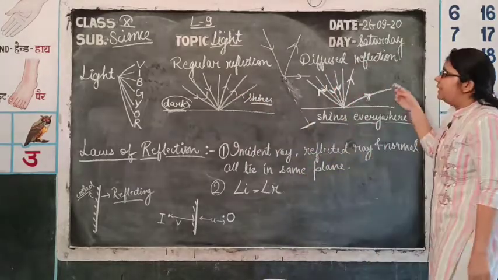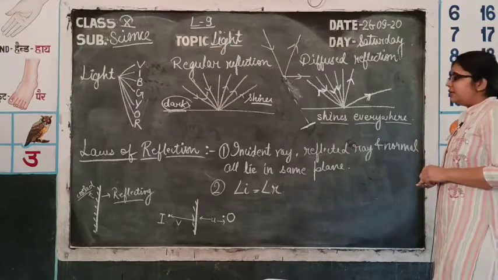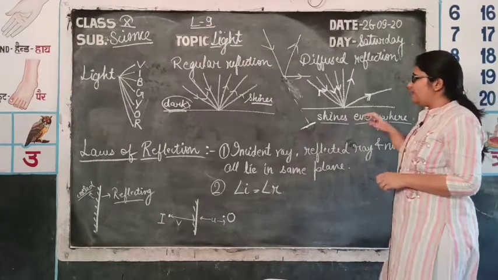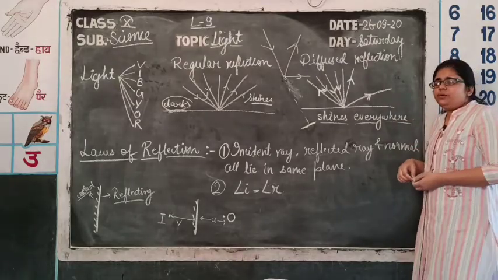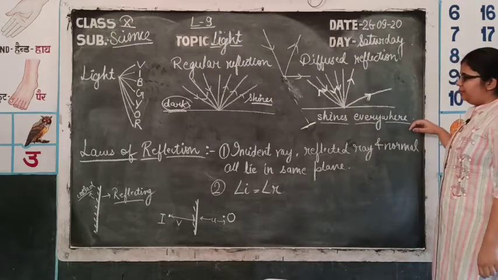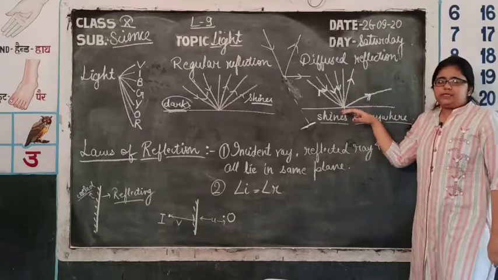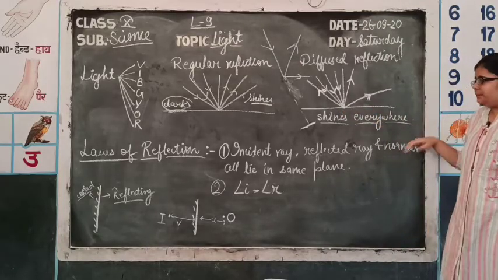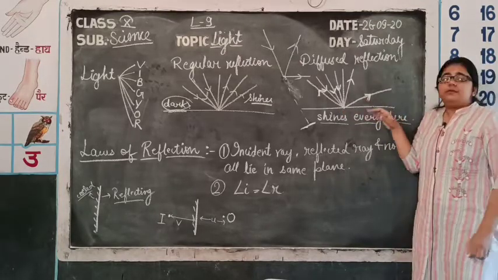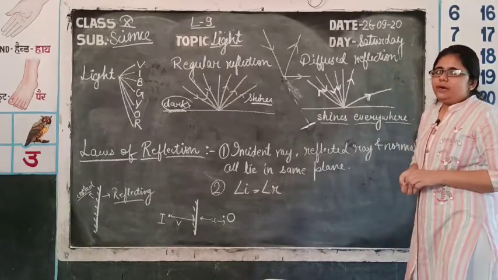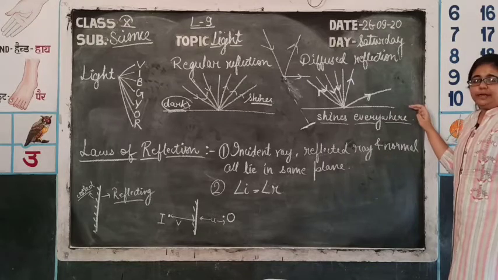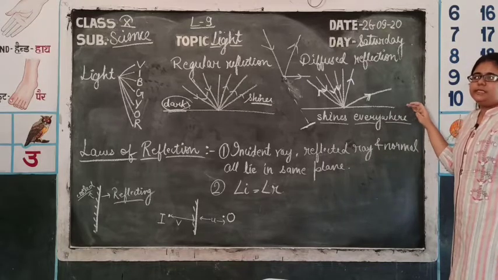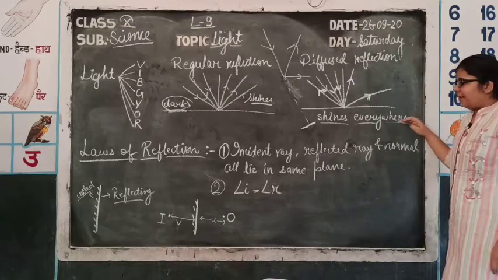Opposite to it, in diffuse reflection, the surface is rough, and on a rough surface, light does not follow the laws of reflection. Angle I is not equal to angle R. So, light reflects back in all directions in an irregular manner, and that is why the whole object shines everywhere.